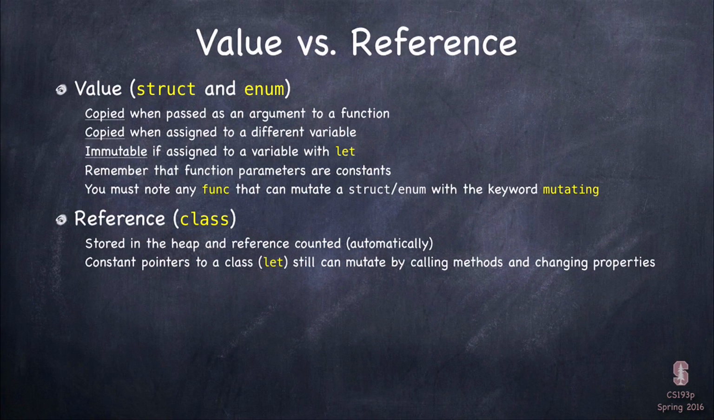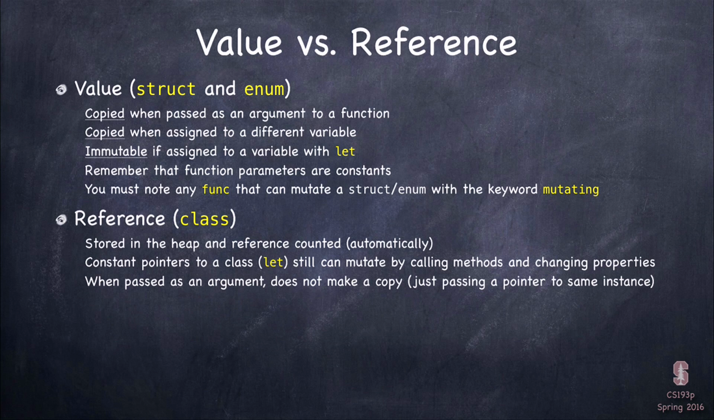Constant pointers. If you have a constant pointer to a class, obviously it's a pointer, so you're still mutating it, right? It's not like a struct where if I say var y equals x and then I add something to y, it doesn't modify x. If I say var y equals x and they're classes, then if I send a message to y, it's sending a message to x because they're the same thing. That same thing lives in the heap. There's no copying. So all let means is that pointer is not going to change. It doesn't mean what the pointer points to won't change. So when you pass a pointer to a class as an argument, it does not make a copy. It's just passing a pointer.